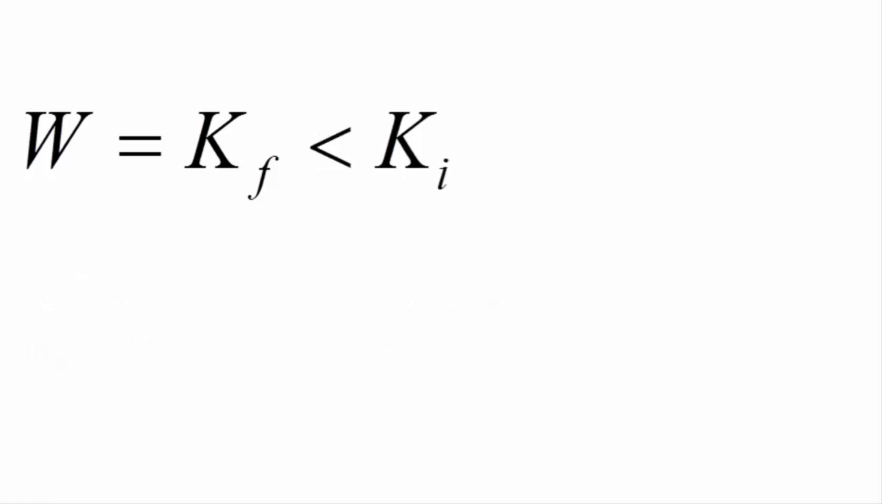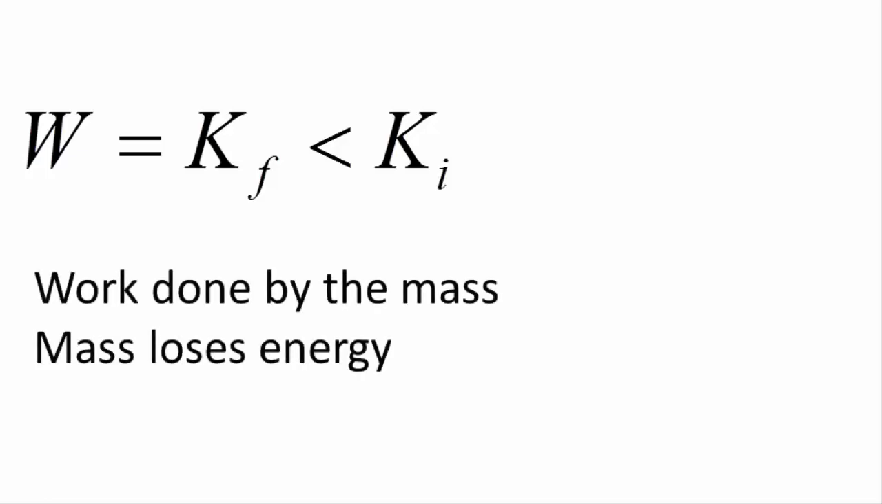If the final kinetic energy of a mass is less than its initial kinetic energy, then the quantity work is negative, and we say that work has been done by the mass and the mass loses energy. For example, a moving car can do work on a brick wall and knock it down if it collides with that wall. In the process, it loses its energy and comes to a stop.